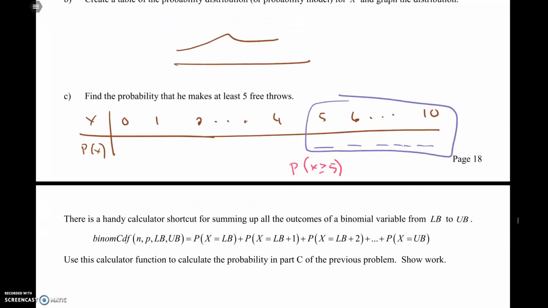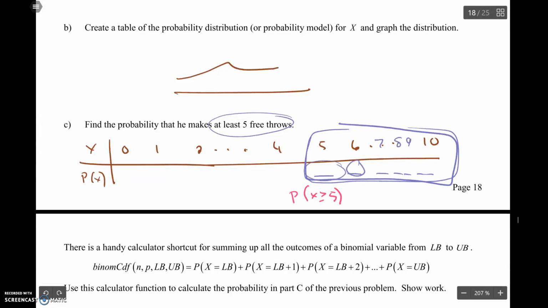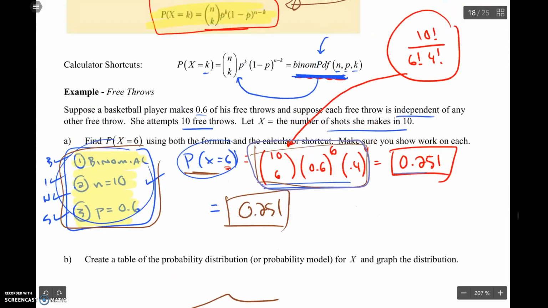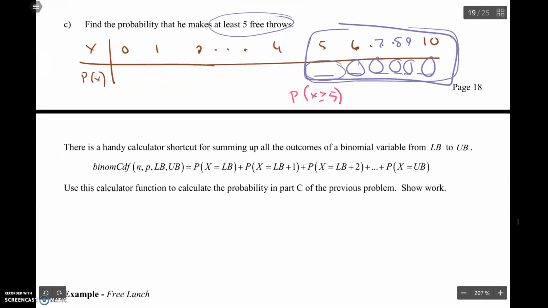Okay, on the last example, it ended with us asking to find the probability that he makes at least 5 throws. So at least 5 throws would be 5 throws or more. So it would be these, 7, 8, 9, these individual probabilities. And each one I'd have to either plug it into this formula and get this value and then add them up, or use the binomial PDF. But either way, I'd have to do it like 6 times.